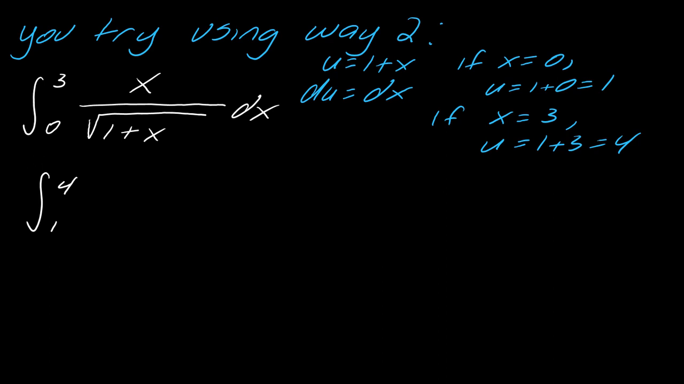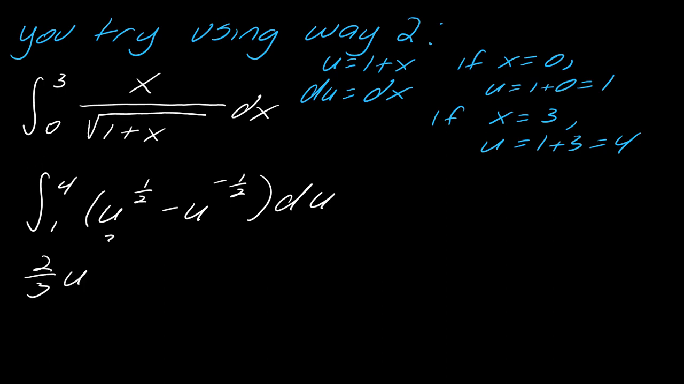And then the rest of this, we already covered, so this is still u to the 1/2 minus u to the negative 1/2 du. So I'll plow ahead with this now. I get, once again, 2/3 u to the 3/2 minus 2 u to the 1/2, and then I need to plug in these numbers. I never have to go back now to the old limits of integration, so I can just plow ahead.